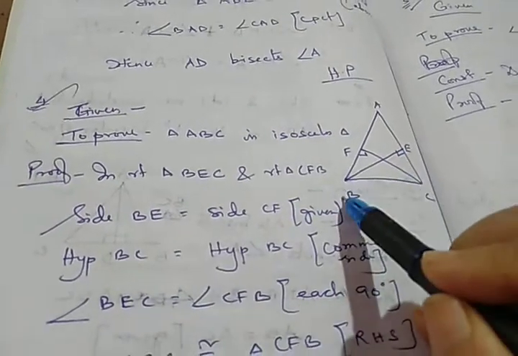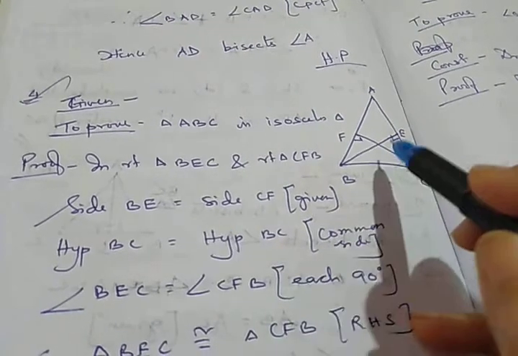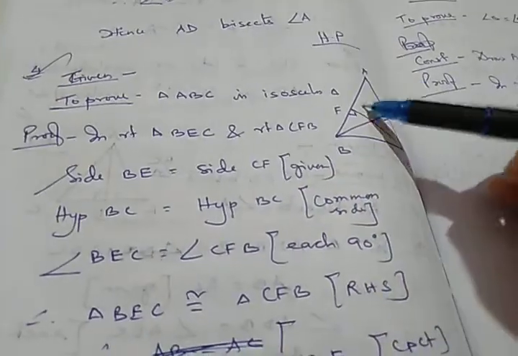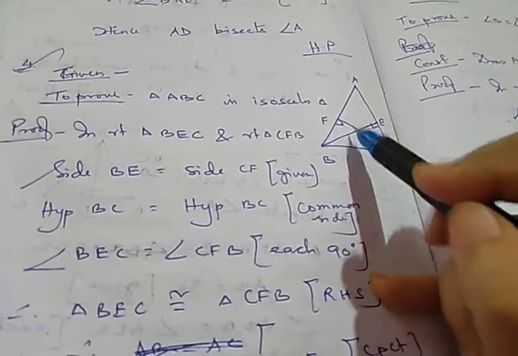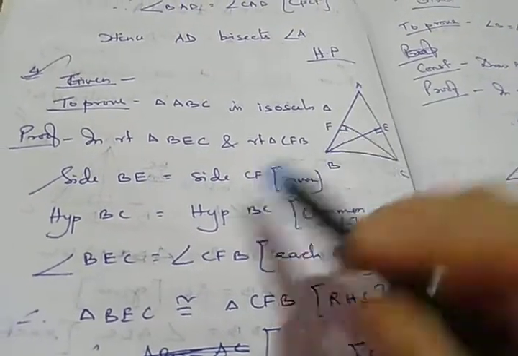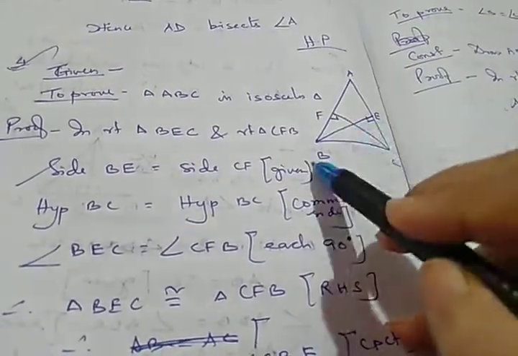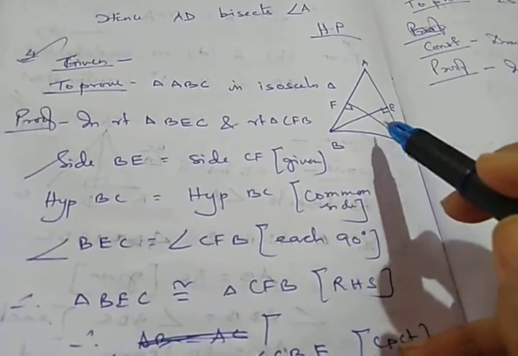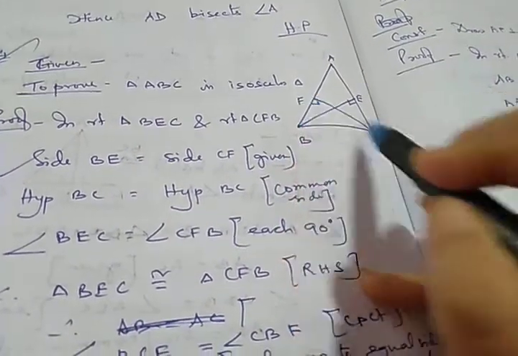Now in right triangle BEC and right triangle CFB, in these two triangles we get side BE equals side CF, because these are equal altitudes as given, and the hypotenuse is BC, because the side opposite to the right angle is called the hypotenuse. So hypotenuse BC equals hypotenuse BC, a common side, and angle BEC and angle CFB are 90 degrees because they are altitudes. In that way we can prove by RHS that these two triangles are congruent.